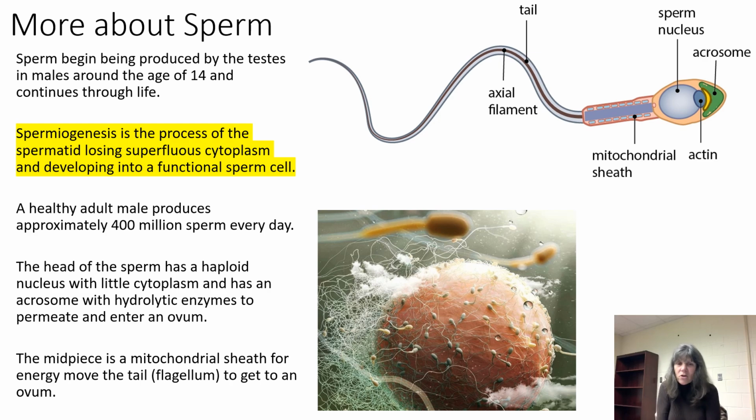It's called the mitochondrial sheath that is used to produce energy for the tail, which is the flagellum, and the tail, which has an axial filament, a protein filament inside of it to help whip it around and make it motile to get to the egg. Remember that tail needs energy, and that's why you see that special mitochondrial sheath just distal to the head of the sperm.